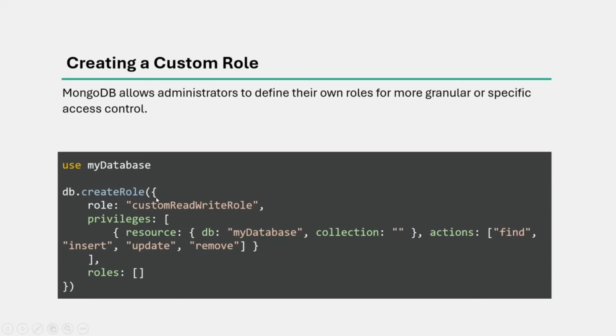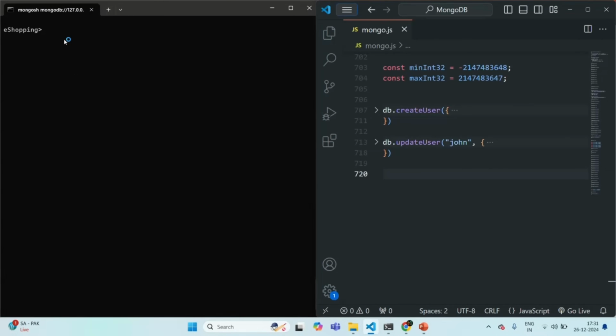For that, let's go to Mongo Shell. In there, currently I'm in the e-shopping database. From here, first of all, I'll switch to the admin database, because earlier we created two users and both of those users were created against this admin database. So whichever user is currently logged in, I want to log out that user. For that, I can say db.logout. So the logged in user has been logged out.